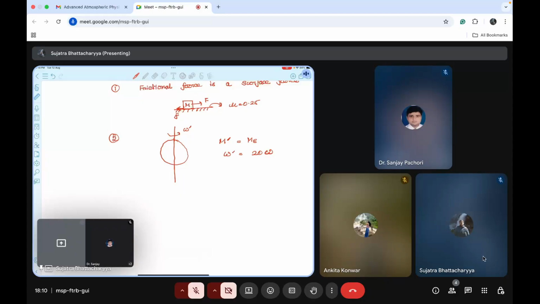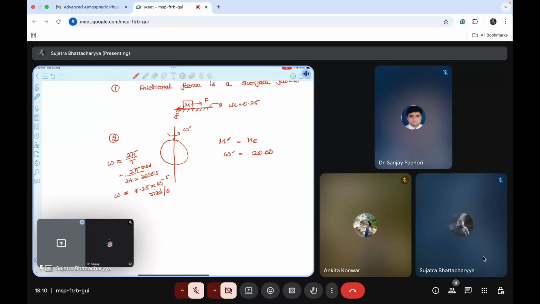So planetary rotation is calculated simply by 2 pi divided by the time period. Because 2 pi radians means one rotation, which it does in 24 hours. So 24 into 3600 seconds, right? So if you put 2 pi divided by 24 into 3600 seconds for Earth, it will come out to be 7.25 into 10 to the power minus 5 radians per second, because this 2 pi is in radian. So this is your angular velocity of the Earth.